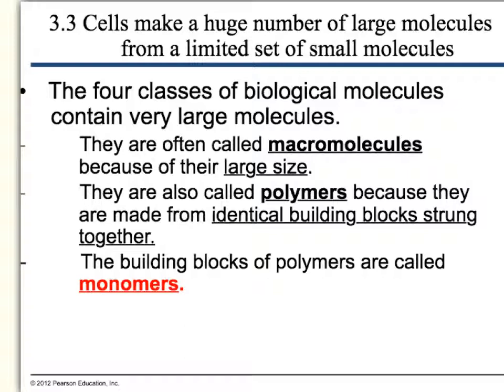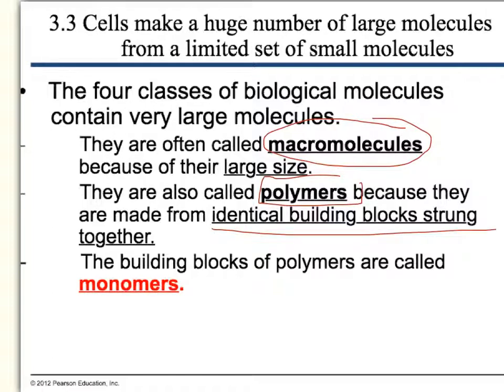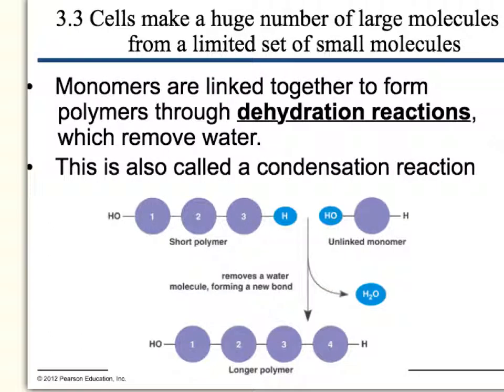So the 4 classes of biological molecules, and you'll often hear me refer to them as macromolecules because they're large in size. They're also called polymers, and they're called polymers because they're made up of identical building blocks that are strung together. Those identical building blocks are referred to as monomers. Monomers are linked together through a chemical reaction that is called dehydration.